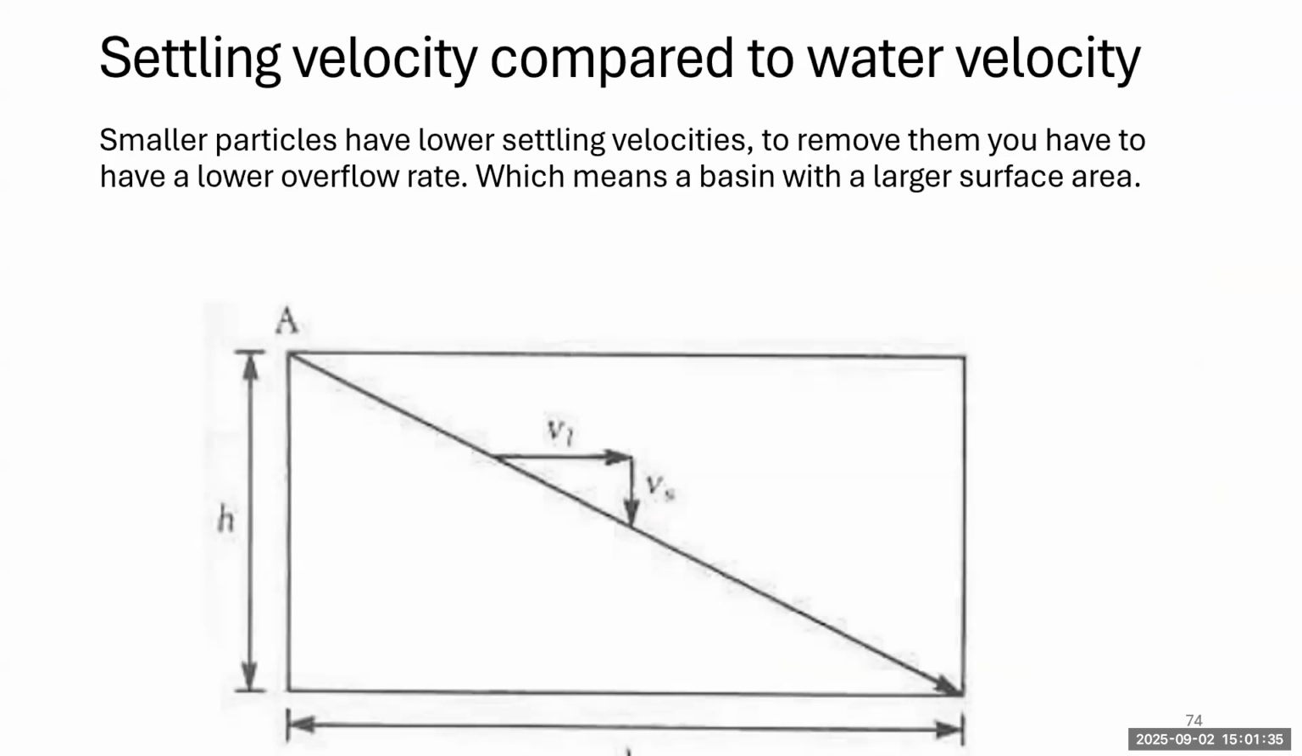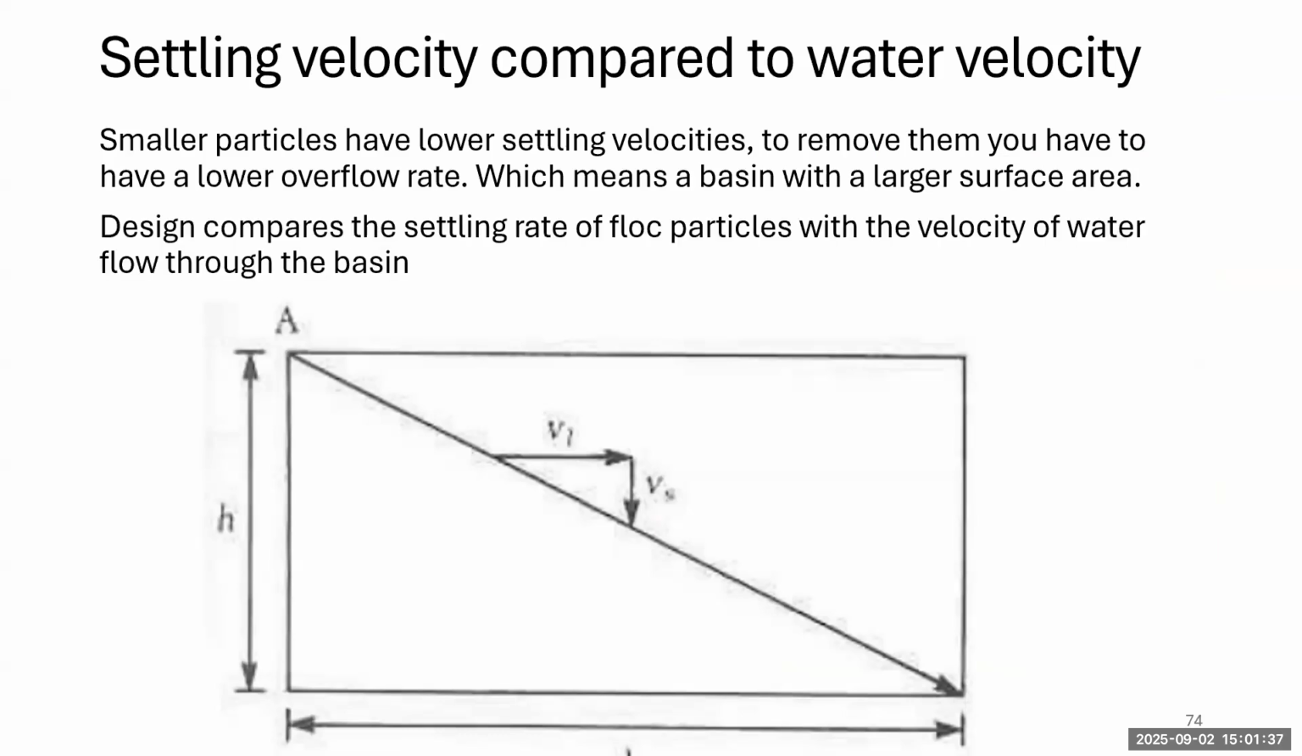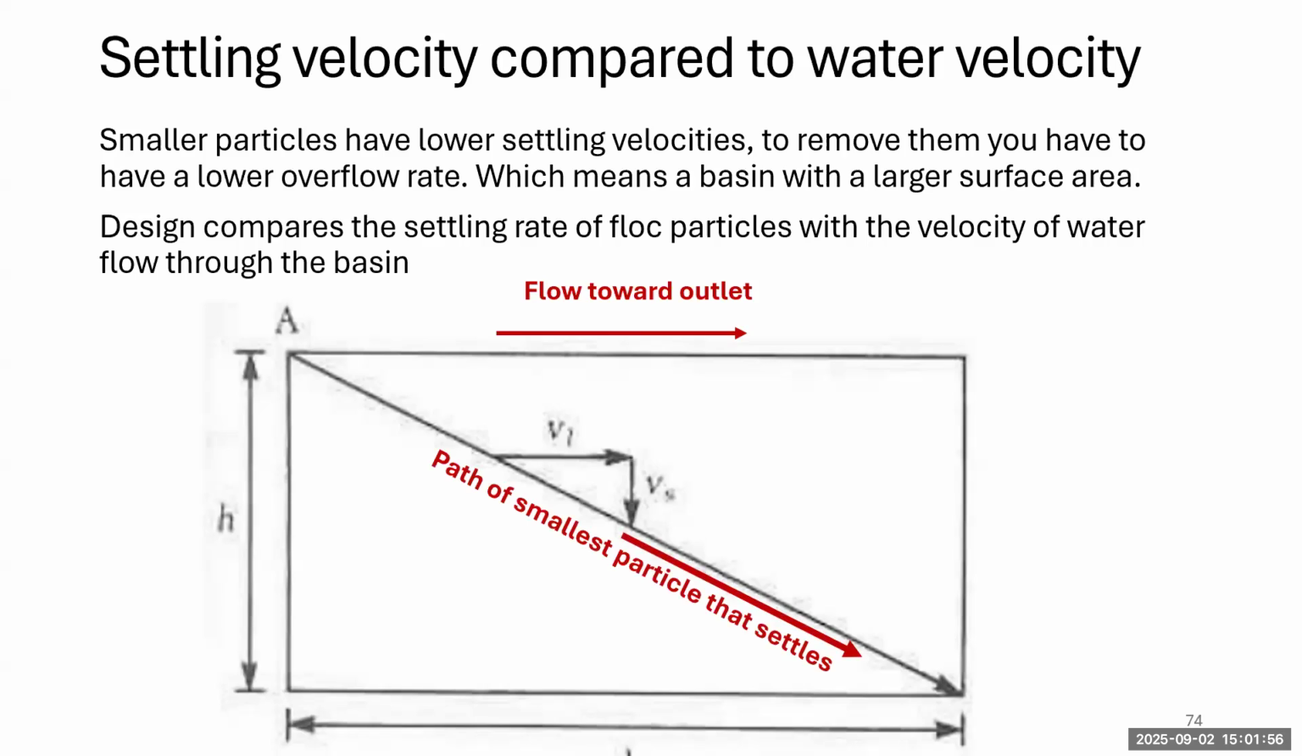So this diagonal line here is indicating a particle. Here we have this flow going from the center toward the outlet. How much time does that take? Well, we hope that it's longer than it takes for the particle to settle. Here's the path of a particle, the smallest particle that can settle, because it's a 45-degree angle.